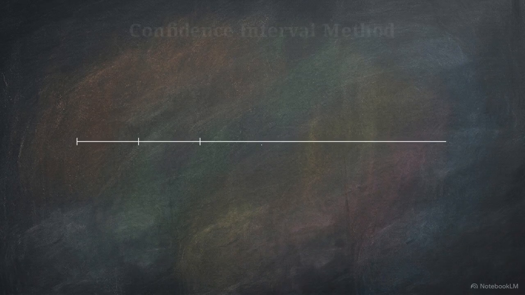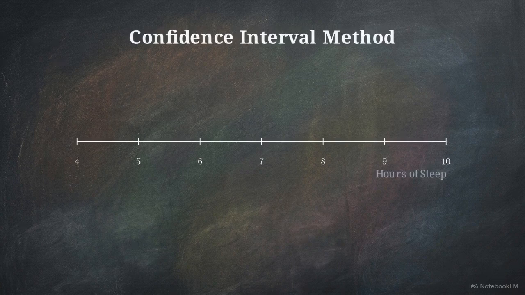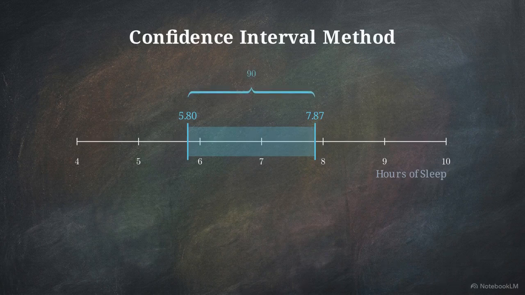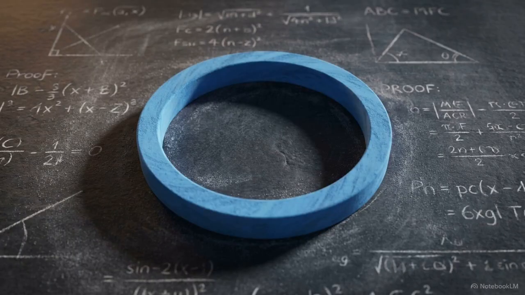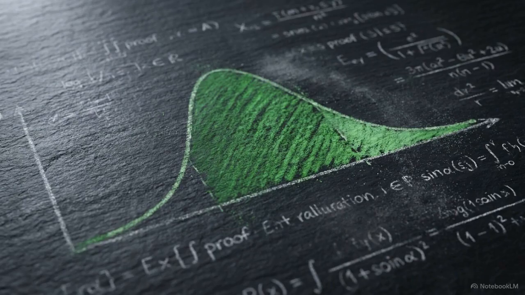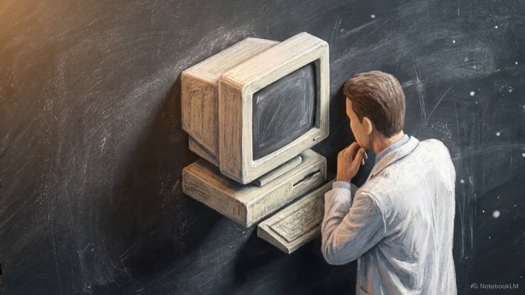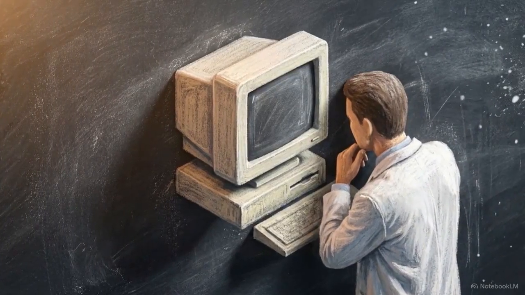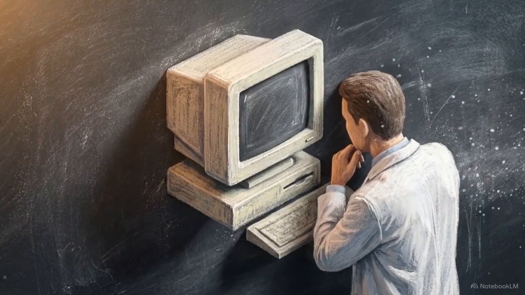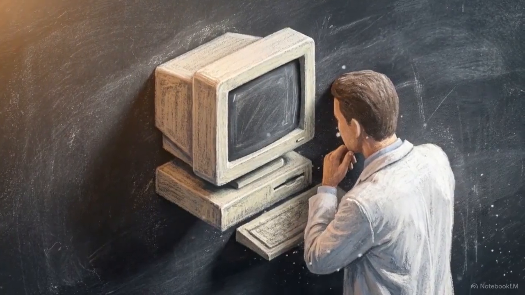The third approach is the confidence interval method. We construct a 90% confidence interval spanning from 5.80 to 7.87 hours. The null hypothesis of exactly 7 hours fits inside these limits, remaining a plausible value for the true mean. Regardless of whether you analyze p-values, map critical regions, or plot confidence intervals, the mathematical truth is perfectly consistent. There is simply not enough statistical evidence to prove that adults sleep less than 7 hours a night.